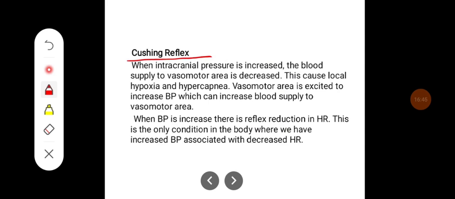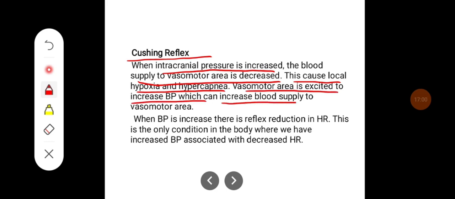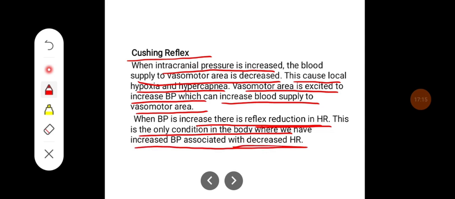Cushing's reflex. When intracranial pressure is increased, the blood supply to the vasomotor area is decreased. This causes local hypoxia and hypercapnia. The vasomotor area is excited to increase blood pressure, which can increase blood supply to the vasomotor area. When blood pressure is increased, there is a reflex reduction in heart rate. This is the only condition in the body where we have increased blood pressure associated with decreased heart rate.